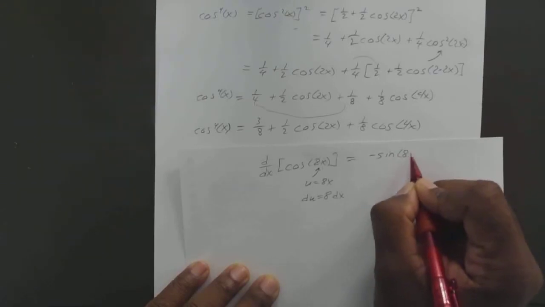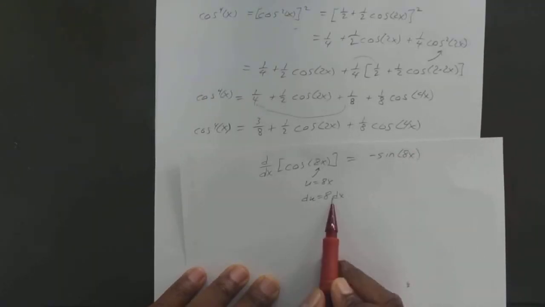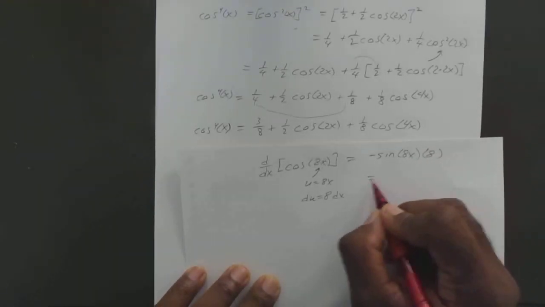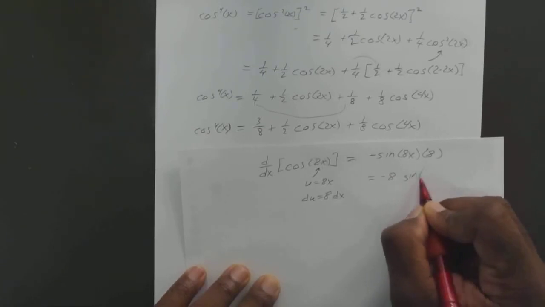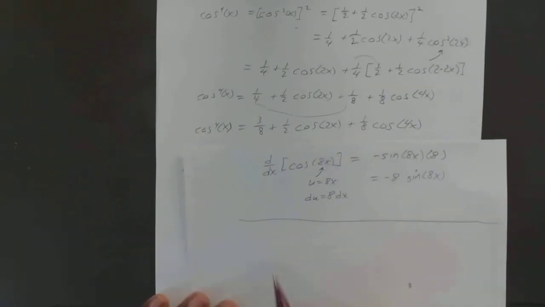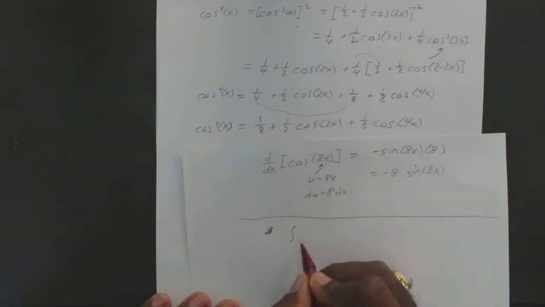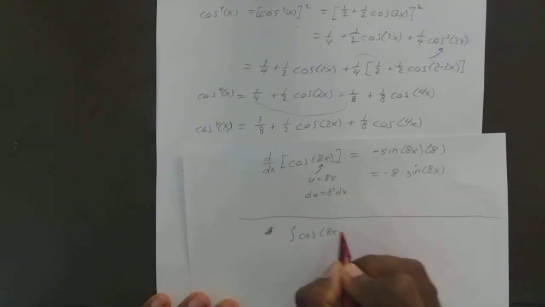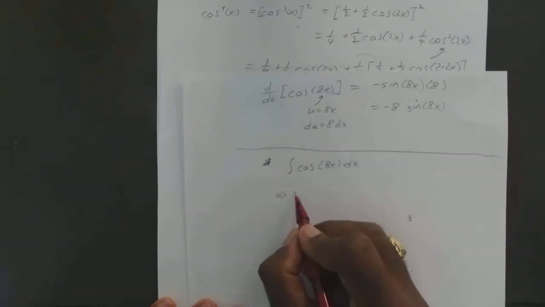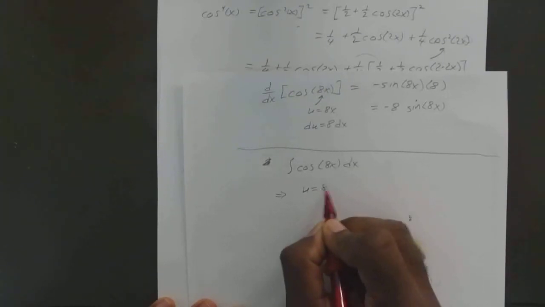All right, so with this one, you remember that if u equals 8x then du equals 8dx. So if you take the derivative of cosine of u, that would be negative sine of 8x times 8, or u prime. So that would be negative 8 sine of 8x. Now that's for differentiating. If you're integrating, you're actually just going to be dividing by that same number. So that's why I'm able to just hop from one to the other.